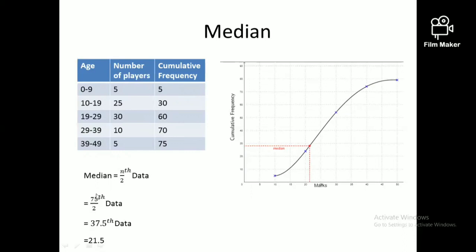Yes, it's 75, half of 75 is 37.5. So you can work out this figure as 21.5, but this graph seems to have a different figure. This should be exactly 37.5. It's over here. I think this graphical representation is kind of wrong over here. 37.5 should be somewhere over here.